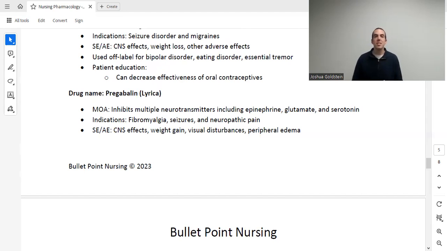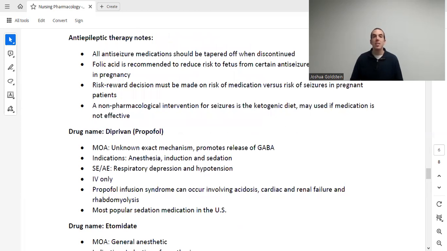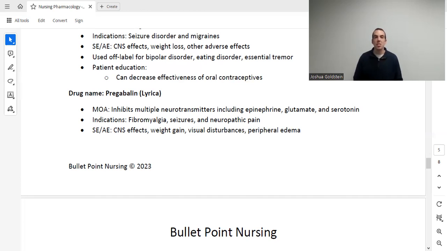It does have an adverse effect of weight loss, not nearly as much as the drugs that actually cause weight loss, like semaglutide, but this does have that as a known side effect. Obviously, for most people, that's considered a positive. And it has, again, like I said, several other adverse effects as well. This is also used off-label for bipolar disorder, eating disorder, tremors, and more. Patient education for this medication is that it can decrease the effectiveness of oral contraceptives that we've seen over and over.